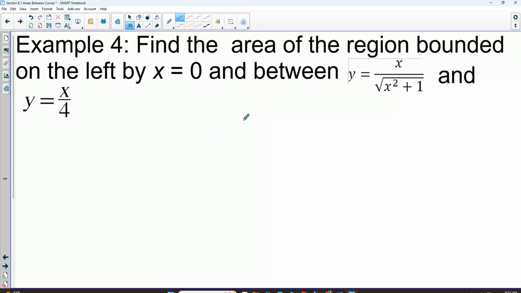Find the area of the region bounded on the left by x equals 0 and between these two curves. Okay, so I know I'm starting when x is 0. We need to find out where these curves meet to figure out where we're going to end. These are already y equals, so we can work in terms of x. So cross multiply. I'm going to set it equal to 0.